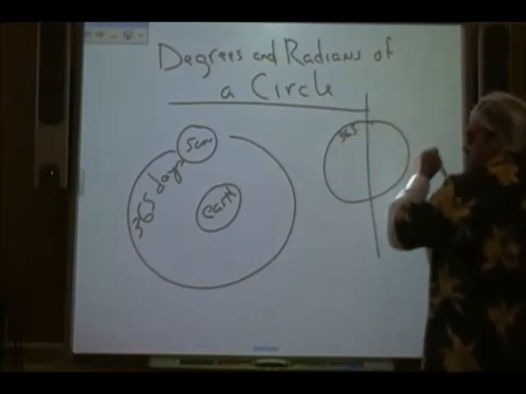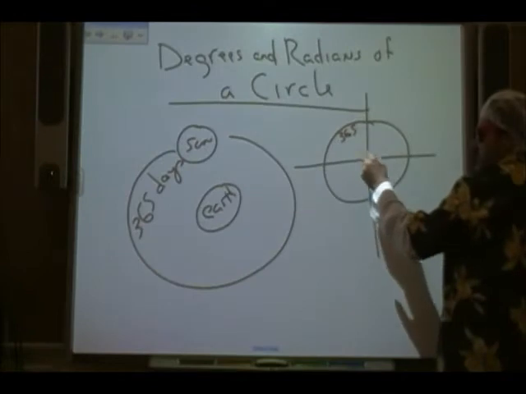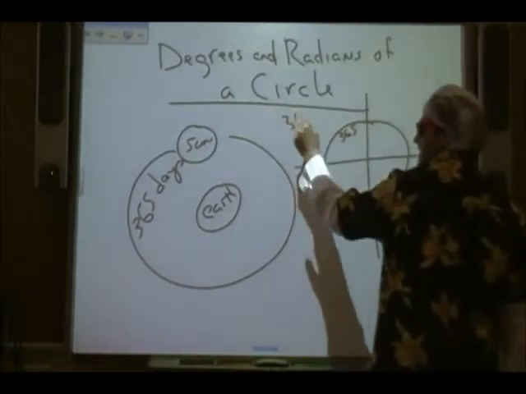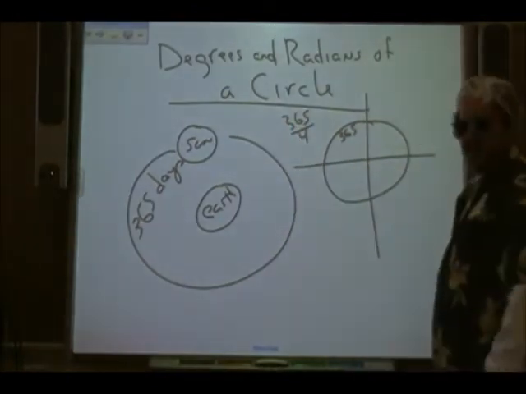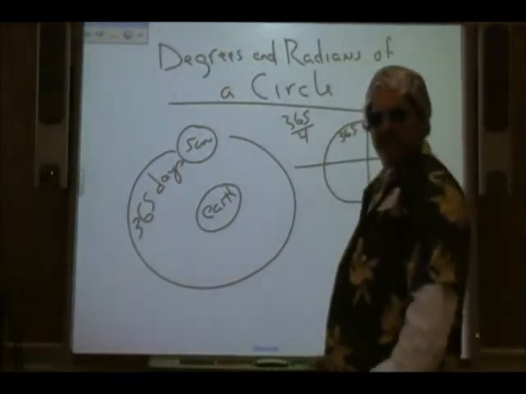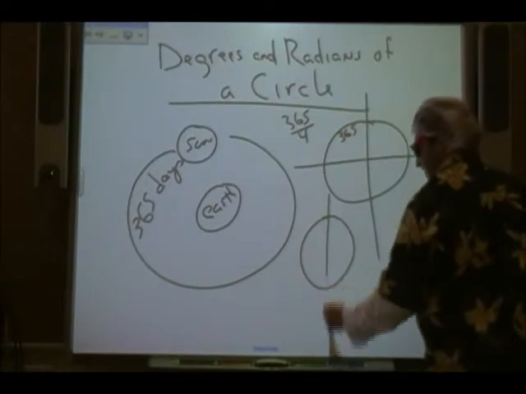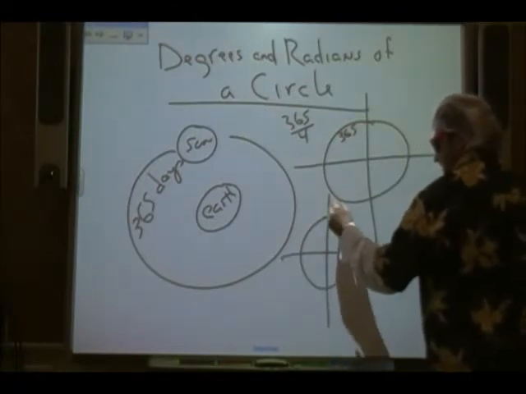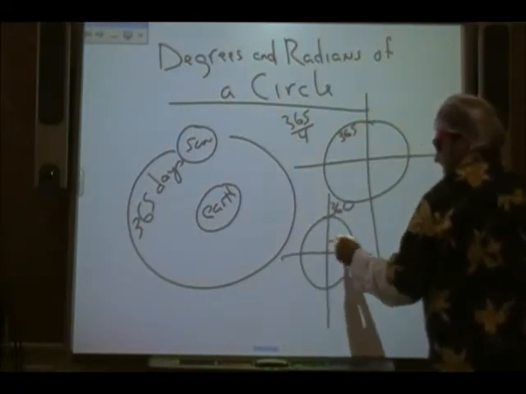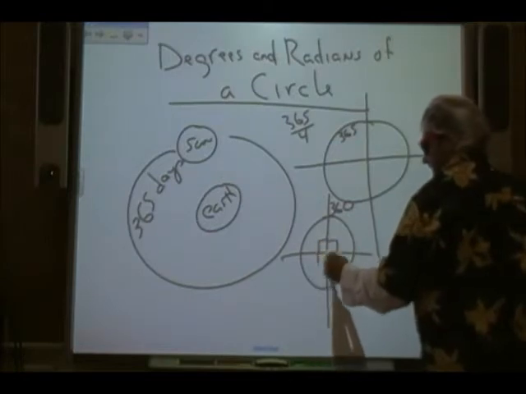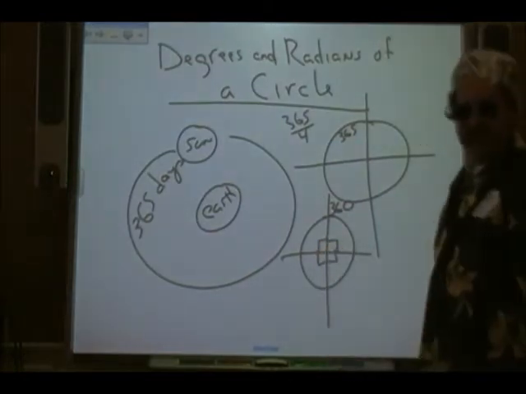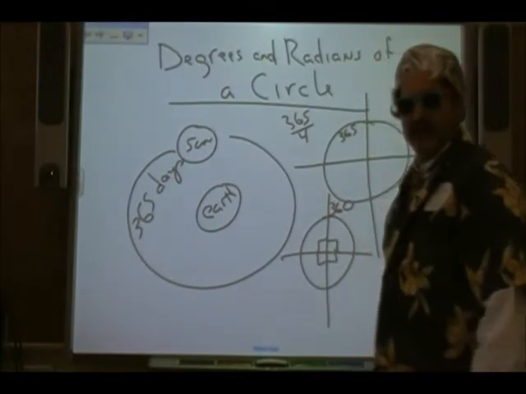When they cut the circle into 4 pieces, 365 over 4 doesn't work. So they said, well, can we make it easier? Let's do 360. There it is, 360 degrees in a circle. Therefore, when you divide the circle by 4, you get 90.